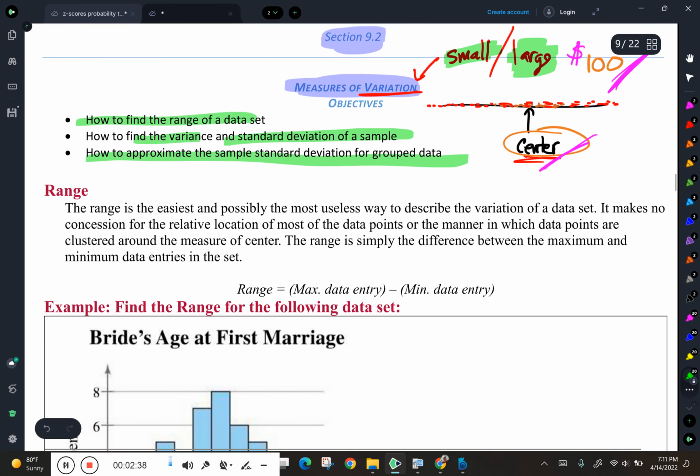The range is the first one we're going to take a look at. It is the easiest and possibly the most useless description of variation. It doesn't make any concessions for the relative location of the data points. It doesn't care whether things are spread out or not. The range is simply the largest data point minus the smallest data point.